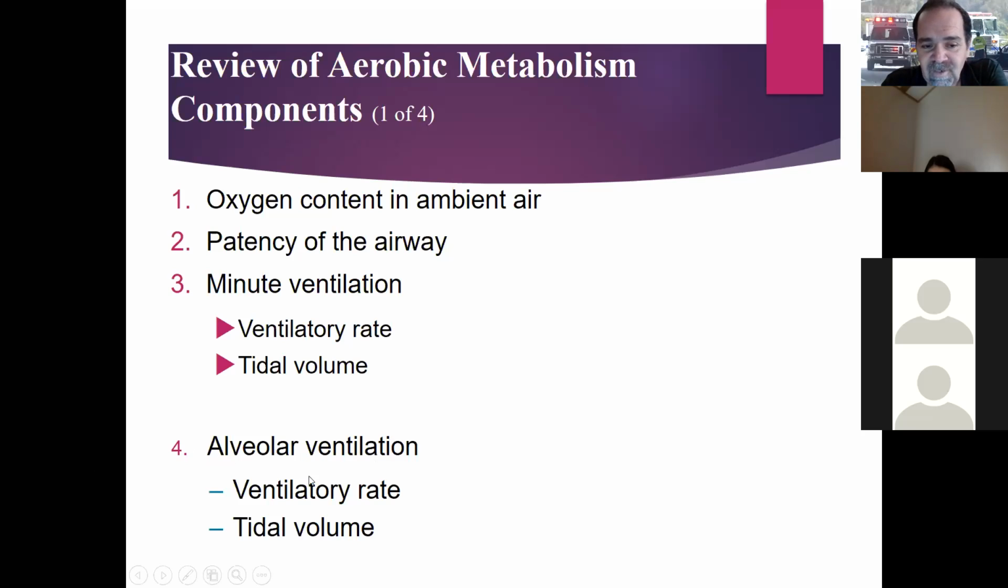Now you have alveolar ventilation too, where you have the ventilatory rate and the tidal volume. It causes oxygen exchange between the alveoli and the capillary.